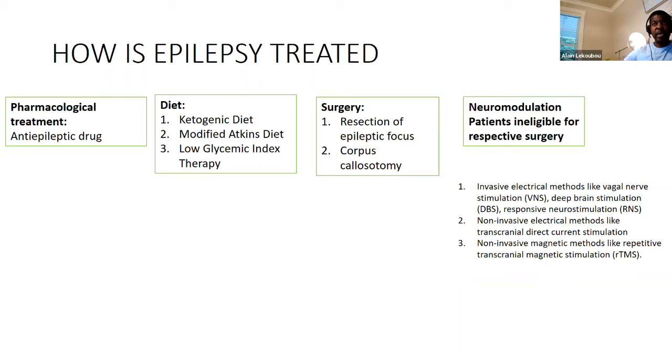You have an abnormal electrical activity in your brain that starts somewhere and then spreads to the adjacent brain that is functional, what we call the symptomatic zone. That zone causes your symptom, but it's not what causes your epilepsy to begin with. So if you go and resect that symptomatic zone, you will not stop the seizure. The seizure will find a way somewhere else.